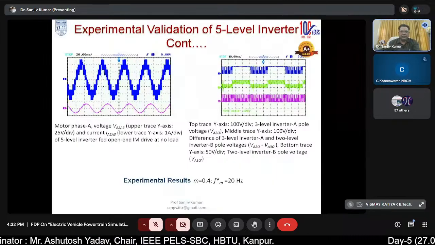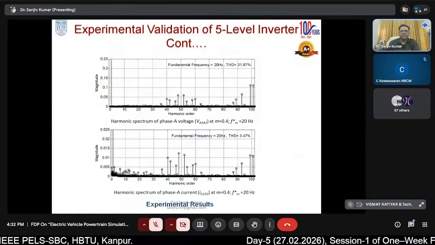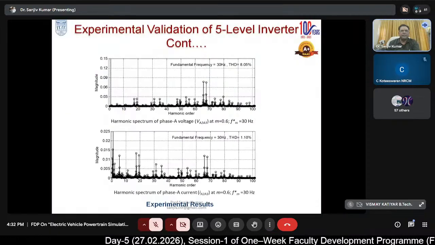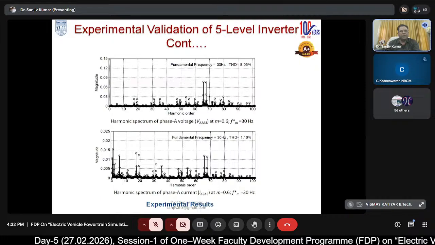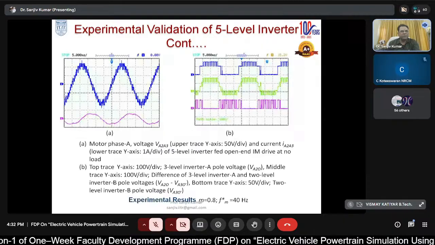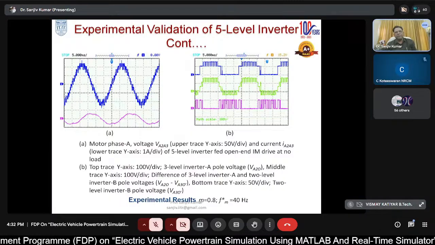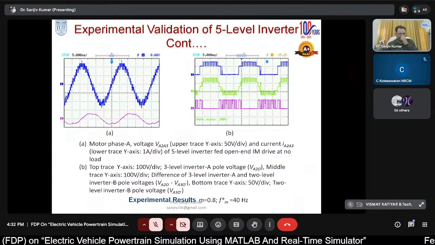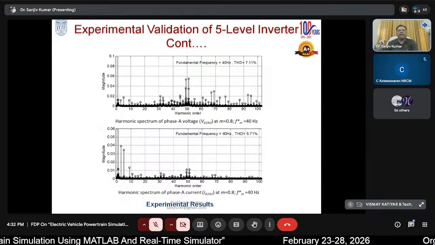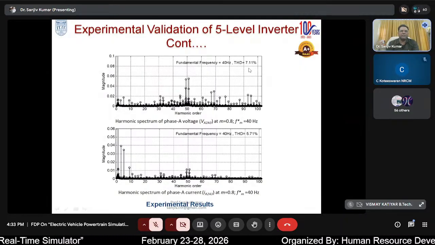And here the inverter is operated at 0.4 modulation index, and see the THD is 31%, and still the THD is not up to the mark. I'll show you the value of THD at modulation index 0.8 and frequency of 40 hertz. What we get is a THD of 7.11%. Still, it is not less than 5%.